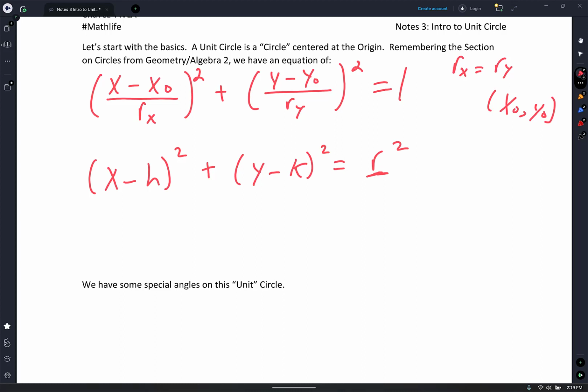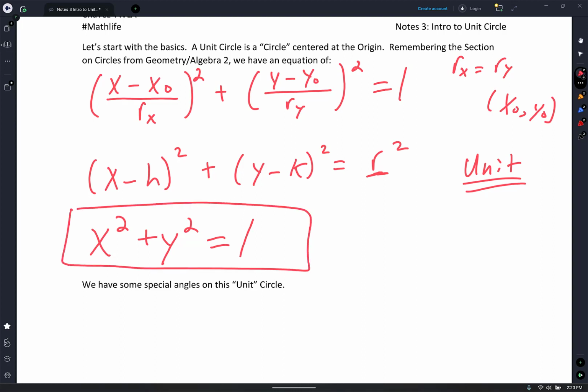So we're centered at the origin and the radius is 1, because it's called a unit circle, because 1 unit. So then it's going to be like this: x squared plus y squared equals 1. So that's the equation of a unit circle. Nothing crazy, pretty straightforward, right? Okay. We're good?